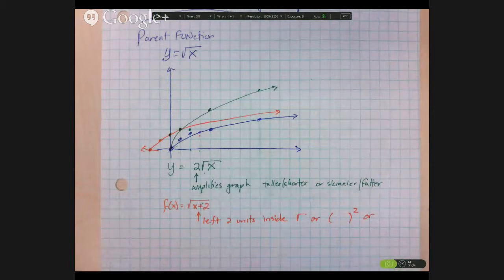Is it always going to be the parent function? Is it always going to be y equals x? It could be y equals x squared or y equals square root of x. Any of those. Parent function. Yes. Okay.